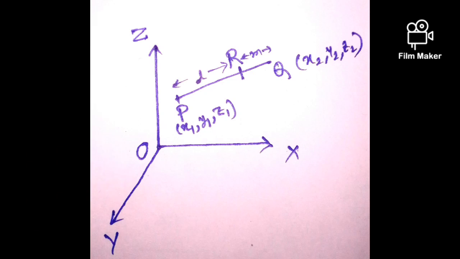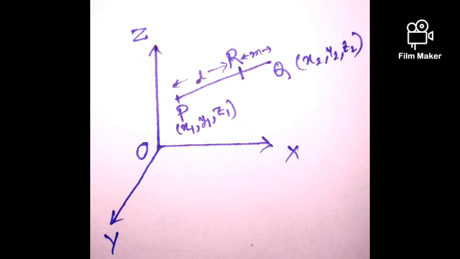Distance between two points. Let the coordinates of the two points P and Q be x1, y1, z1 and x2, y2, z2 respectively. Then PQ equals the square root of (x2 minus x1) whole square plus (y2 minus y1) whole square plus (z2 minus z1) whole square.